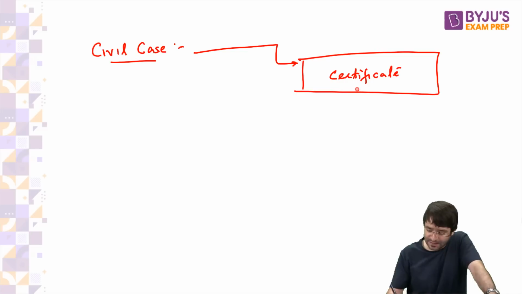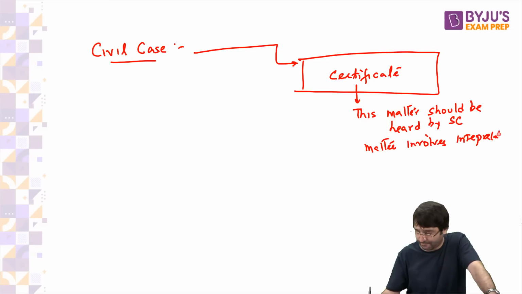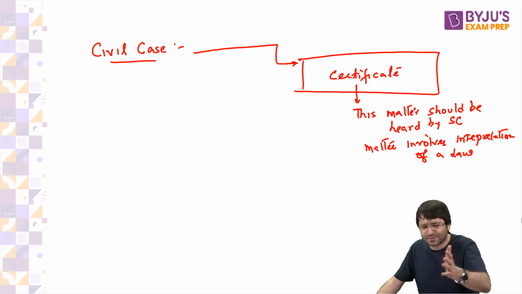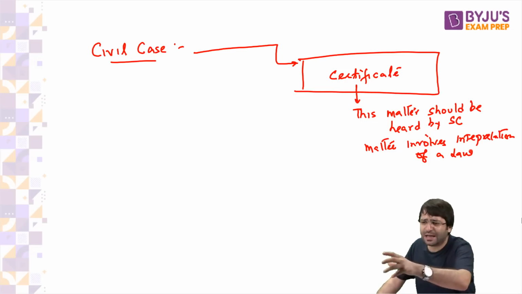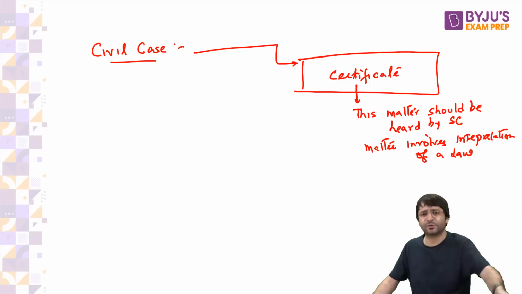And what is that certificate? Certificate says this matter should be heard by the Supreme Court because this matter involves interpretation of a law. This is not a constitutional matter, but this matter involves interpretation of a law. Let's say Land Acquisition Act. Let's say Special Marriage Act. Let's say any other matter, civilian matter between two individuals.